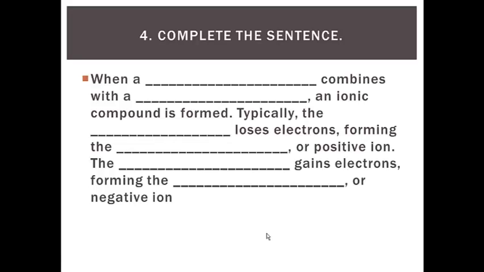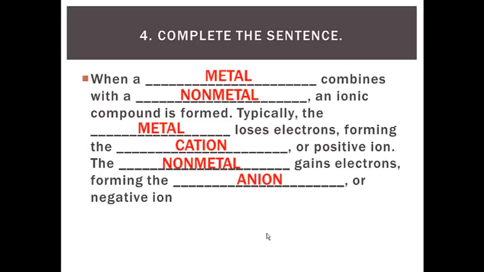Next question is to complete the sentence. So this is important because a metal and a nonmetal is a good way to identify an ionic compound. So the trick to naming these is to be able to identify the compound type. So a metal and a nonmetal makes an ionic compound. Typically, the metal loses electrons, forming cations or positive ions. Conversely, the nonmetal will gain the electrons that the metal lost, and that will form a negative ion, also called an anion.